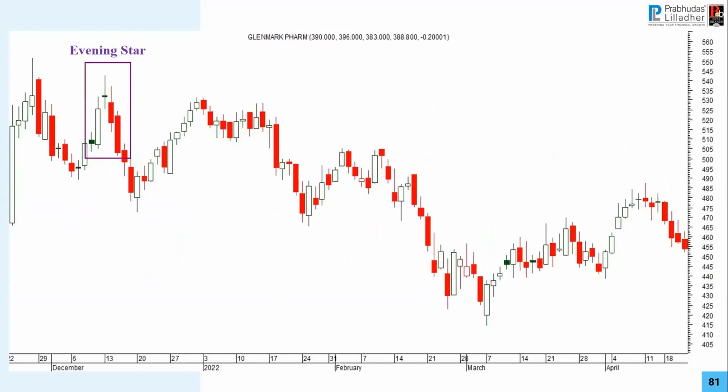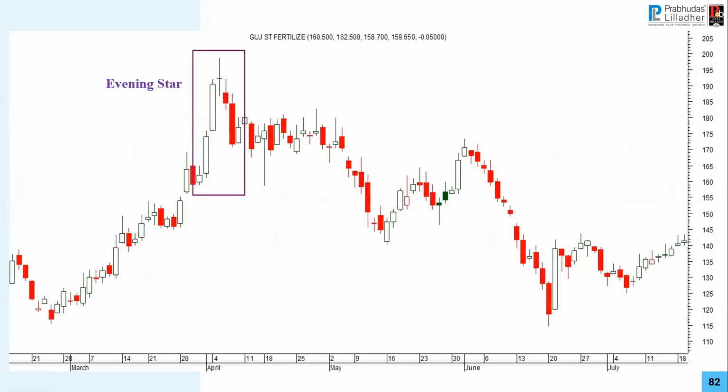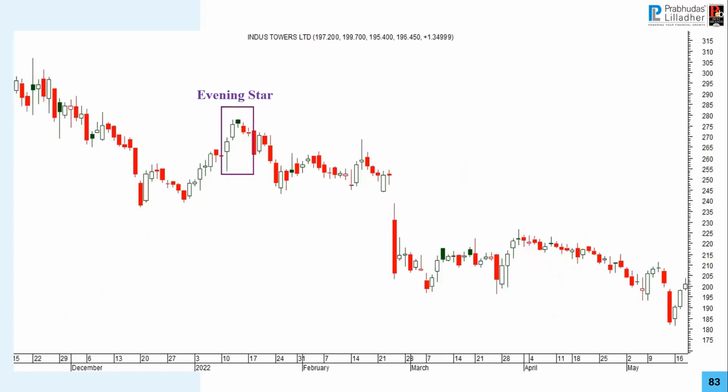Same way, a prominent one now you're seeing is Glenmark Pharma. So good, strong bullish candle followed by a doji, and then we see that the stock is falling downward with the occurrence of a red candle. Here is another, Gujarat State Fertilizers, GSFC, and see the bear run that we are seeing subsequent to the formation of the evening star. Here, this is one more of Indus Towers. And see, the stop loss, I repeat, has to be maintained at the highest point, that is the P2 candlestick.